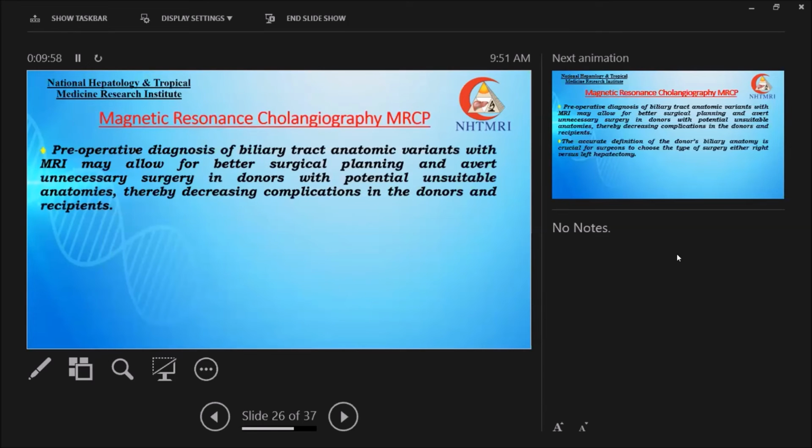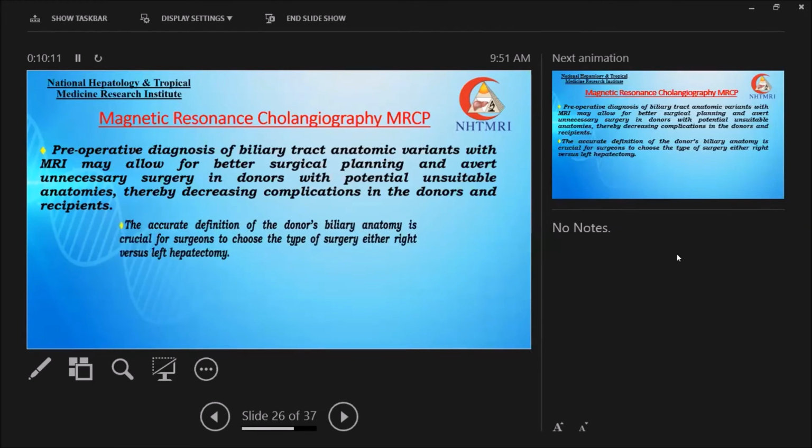Magnetic resonance cholangiography, preoperative diagnosis of biliary tree anatomic variants with MRI may allow for better surgical planning and avert unnecessary surgery in donors with potentially unsuitable anatomies, thereby decreasing complications in donors and recipients.